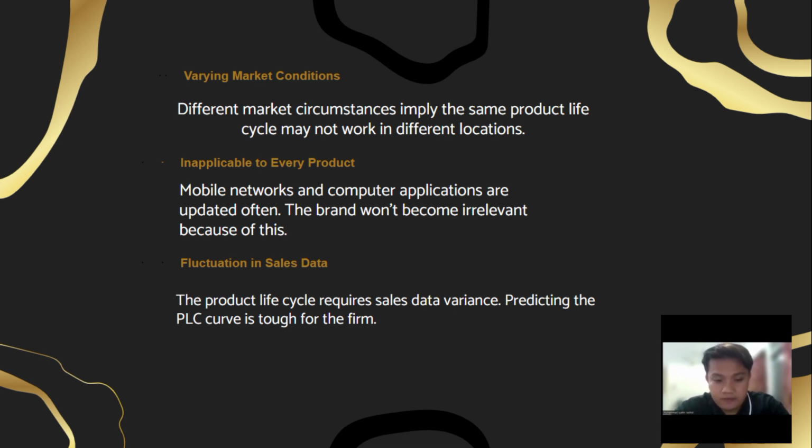And then the third one is fluctuation in sales data. The product life cycle requires sales data variance, so predicting the PLC, product life cycle, curve is tough for the firm.